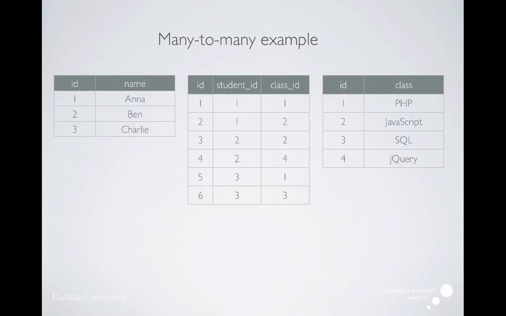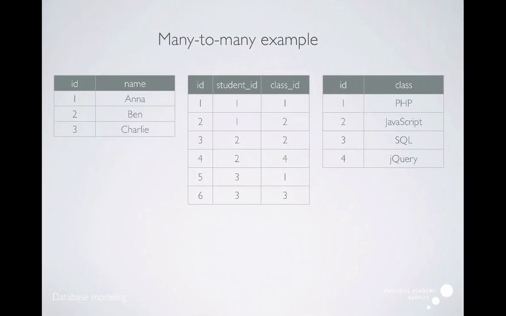So let's have a look at how it could look when we put in some data. Let's say we have 3 students. We have Anna, Ben, and Charlie. They have the ID 1, 2, 3. And then we have some classes or elective studies. It's PHP, JavaScript, SQL, and jQuery. And they have the ID 1, 2, 3, 4.